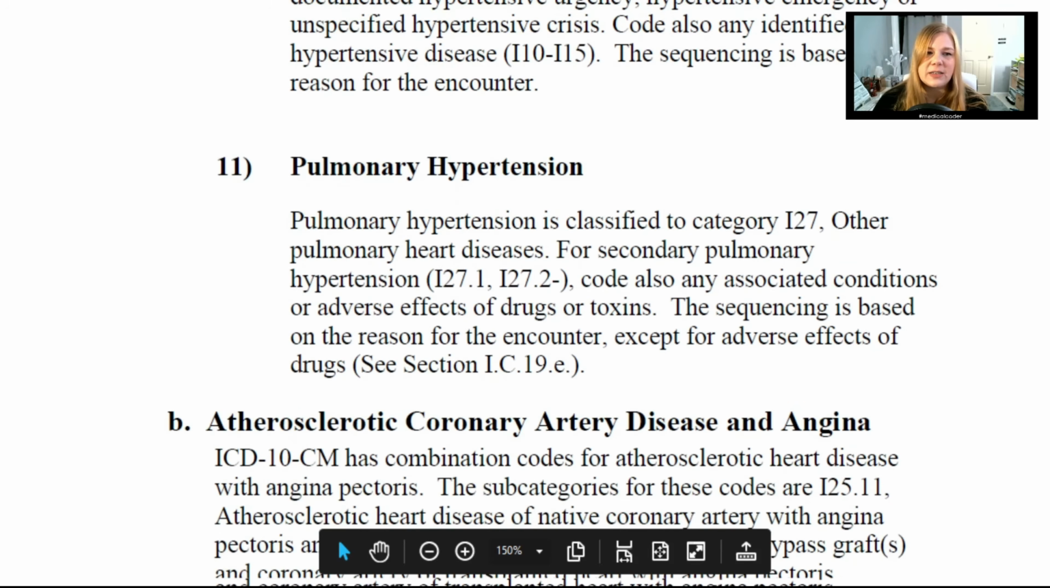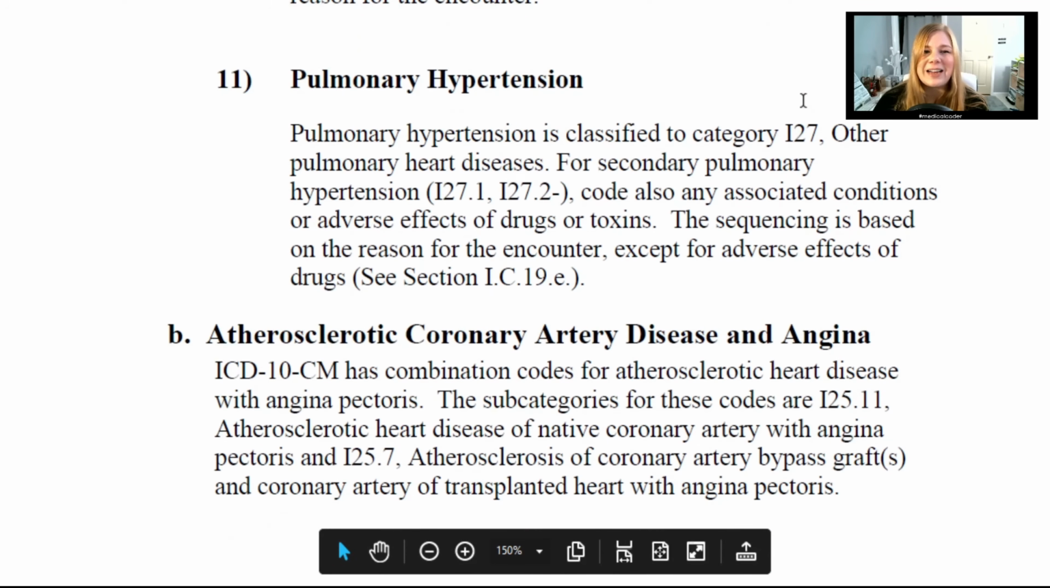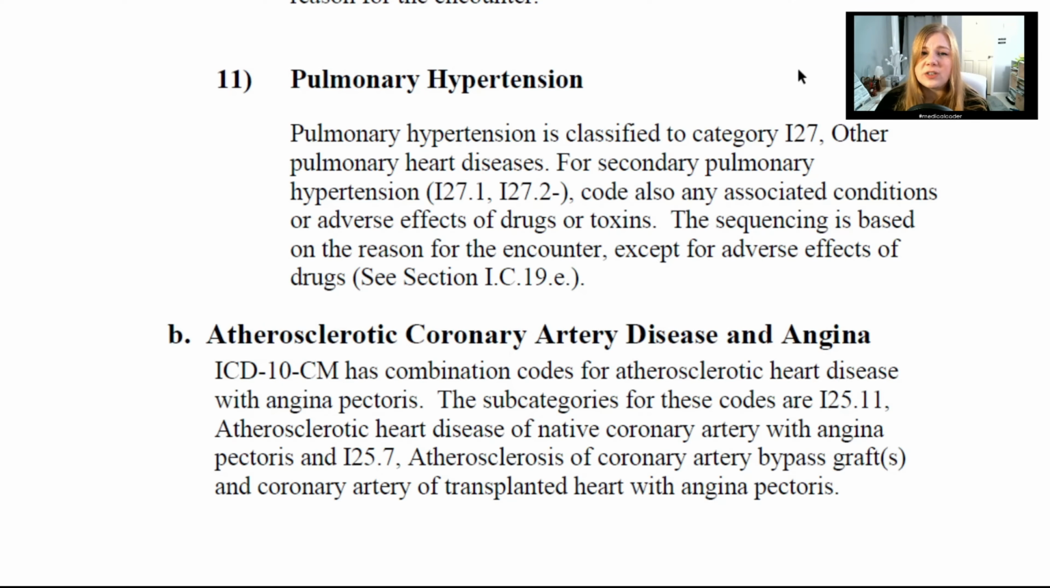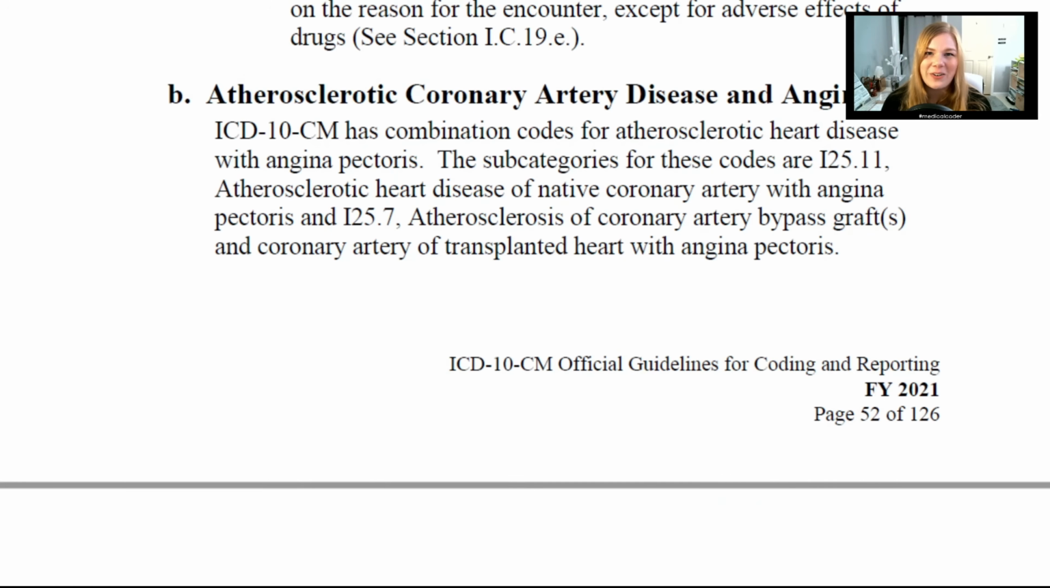Hypertensive crisis is a little bit different. That's category I16, hypertensive crisis, and that's for documented hypertensive urgency, hypertensive emergency, or unspecified hypertensive crisis. We code also any identified hypertensive disease, which is I10 through I15, and the sequencing is based off of the reason for the encounter.